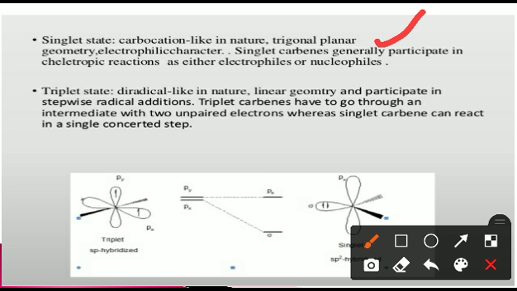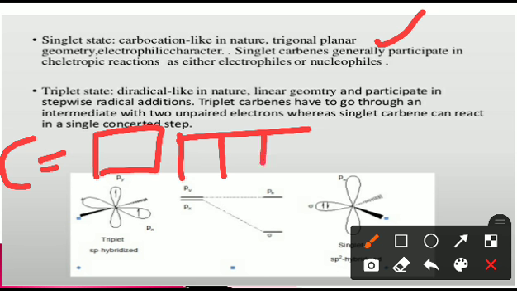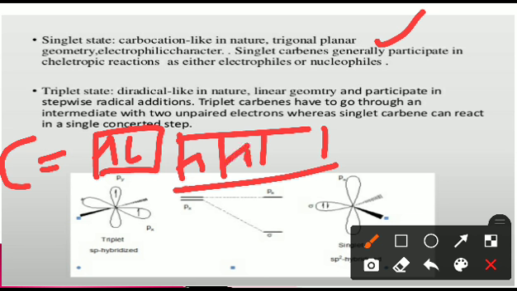In case of the triplet state, what happens here? This carbon, which has the ground state electronic configuration like this, has 2 electrons in the s orbital, 1 electron in a p orbital, and another electron in another p orbital. Then what happens? An electron from the s orbital is excited to the p orbital, and in the hybridized state what happens here?